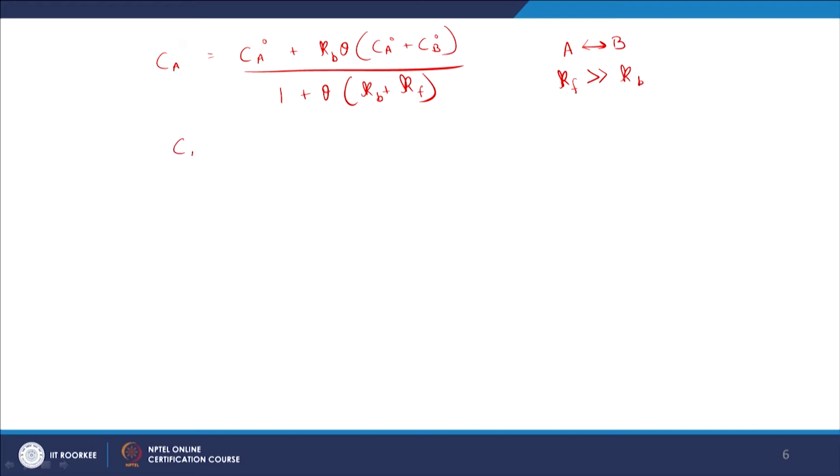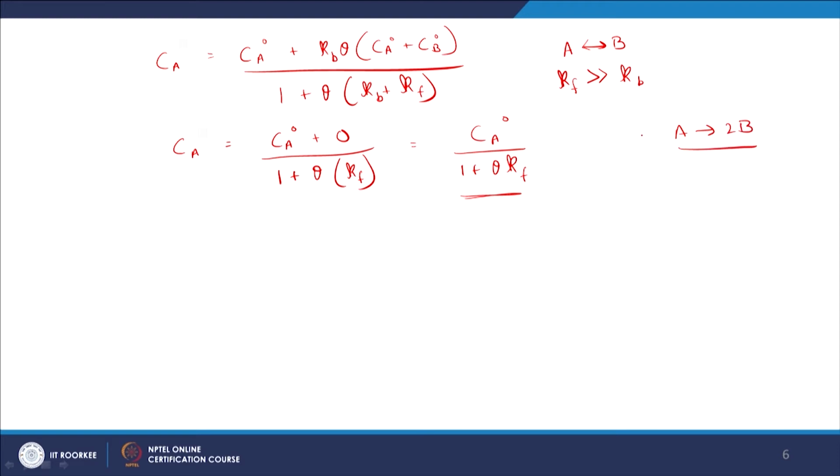So, it is going to be Ca is equal to Ca naught plus, let us say, maybe can I call this 0? Yeah, I will call this 0, 1 plus theta into Kb plus Kf, which will just be Kf, right. So, that is going to be equal to Ca naught by 1 plus theta into Kf, right. If we look at what our case was for our irreversible reaction, A goes to 2B, it should be relatively similar to what we just derived, right.